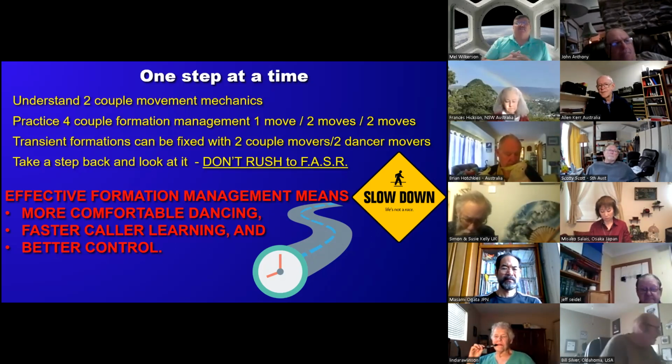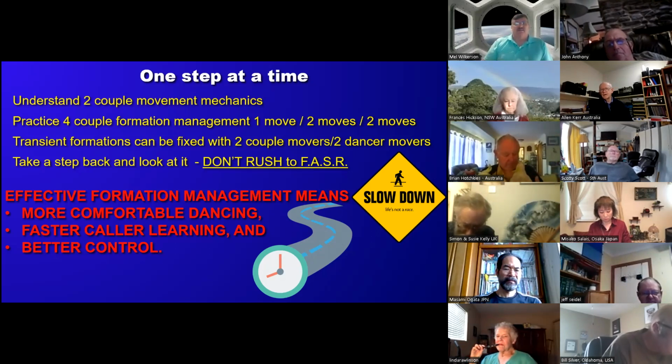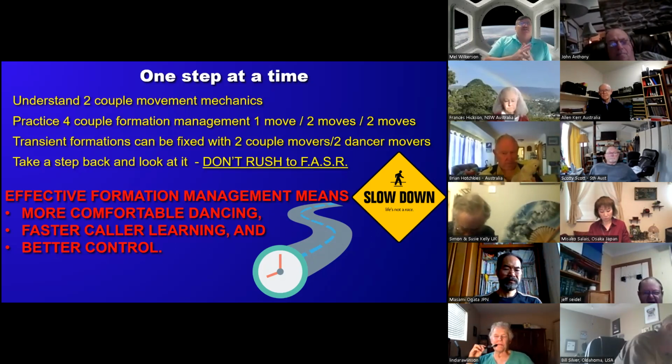Circling 4 into whatever formation does all sorts of things. From a static square head, circle 4 3/4. Now I've changed everything. Excellent example. Okay. There are formations where you can transit a formation using a 2 couple mover to create or fix a condition.